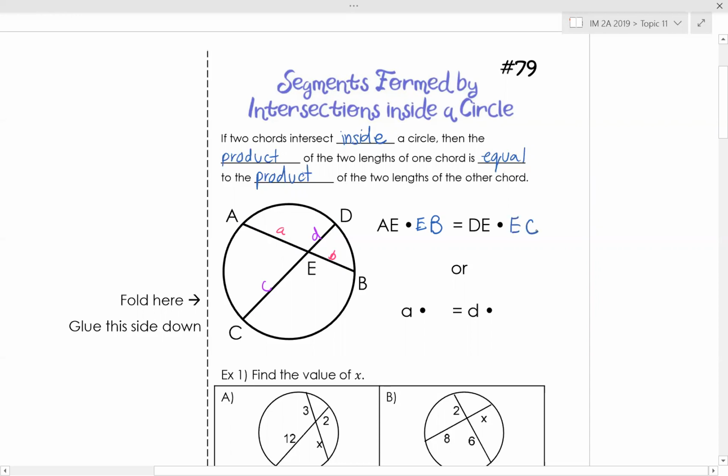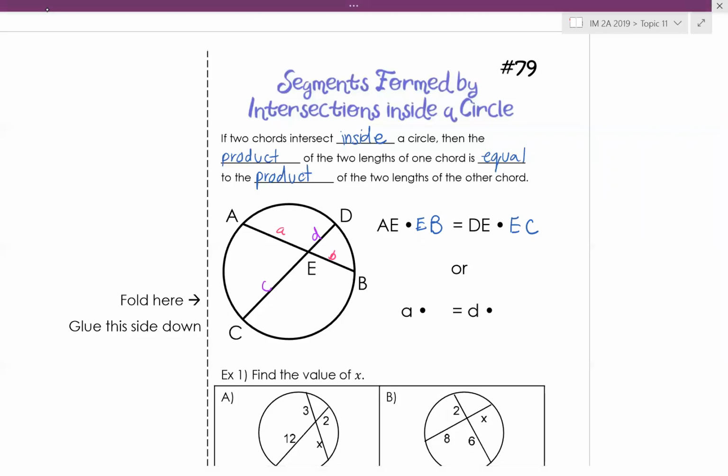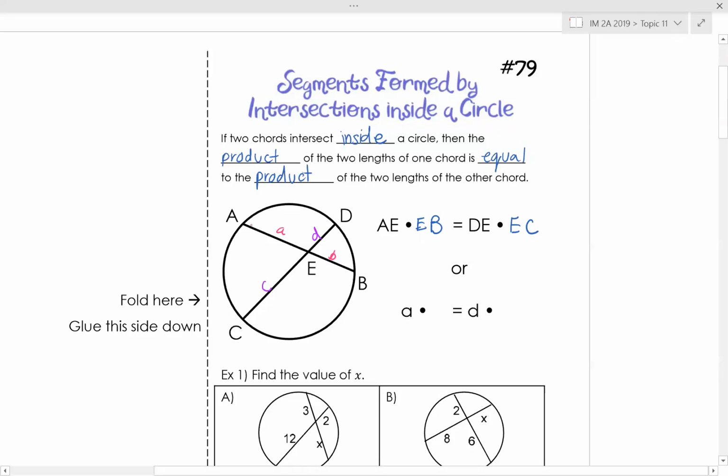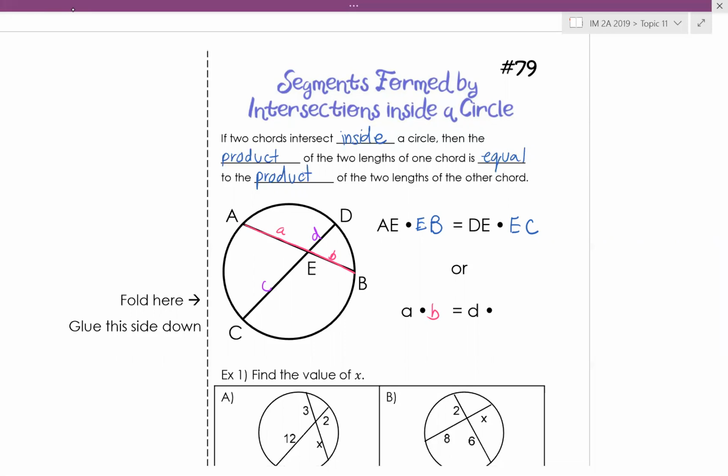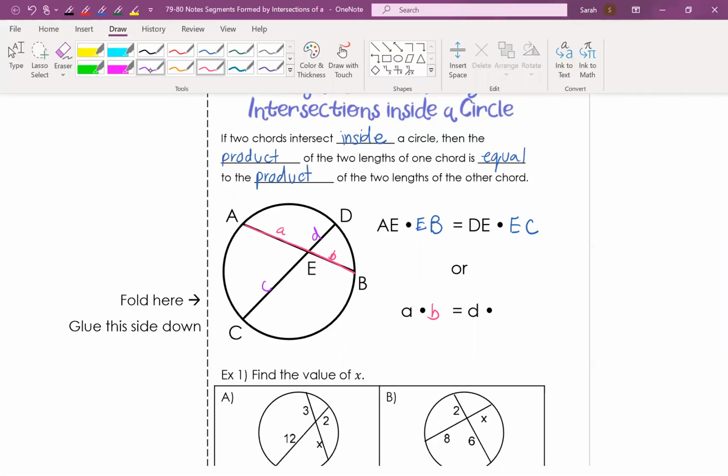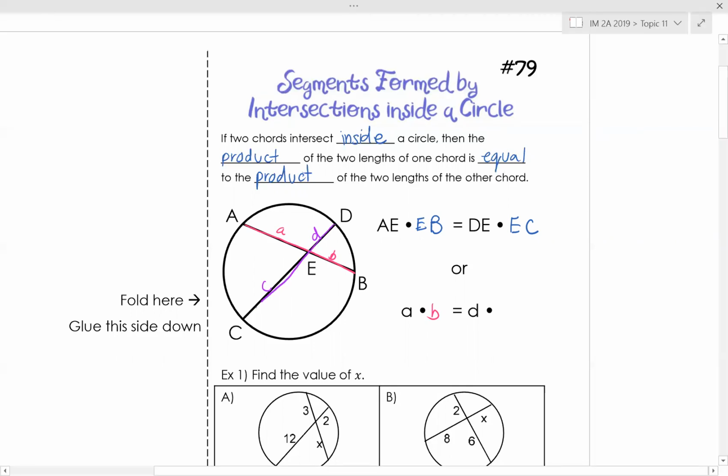I labeled them with lowercase variables just so you could see. If I call this segment A, so if I multiply A times B, notice they come from the same chord. So the two parts of the same chord times the two parts of the other chord, those would be D and C. Then those two quantities are equal.